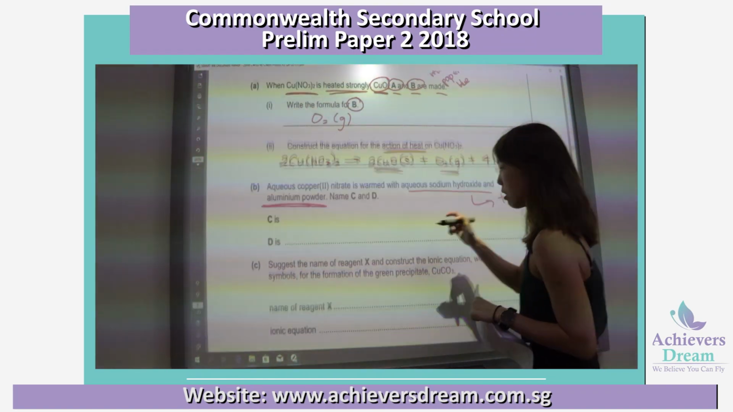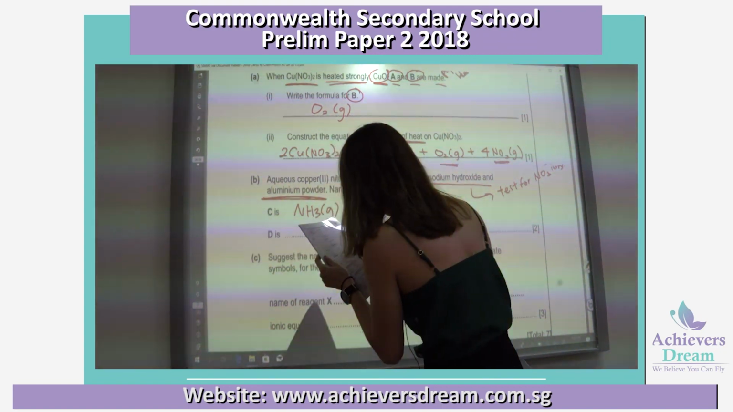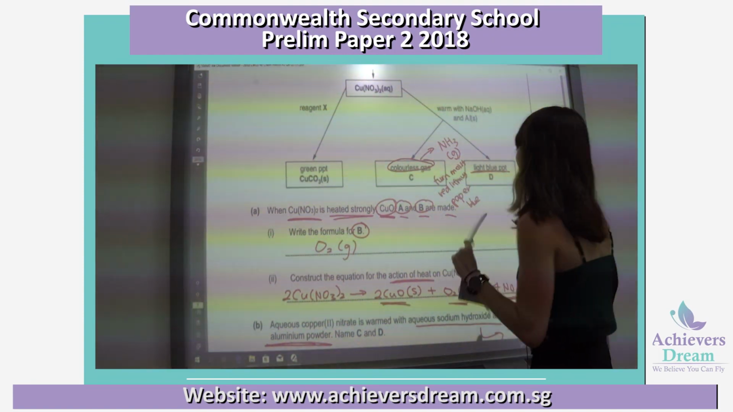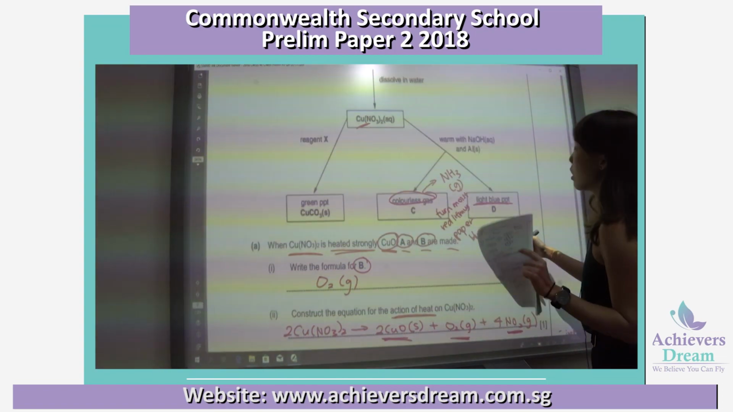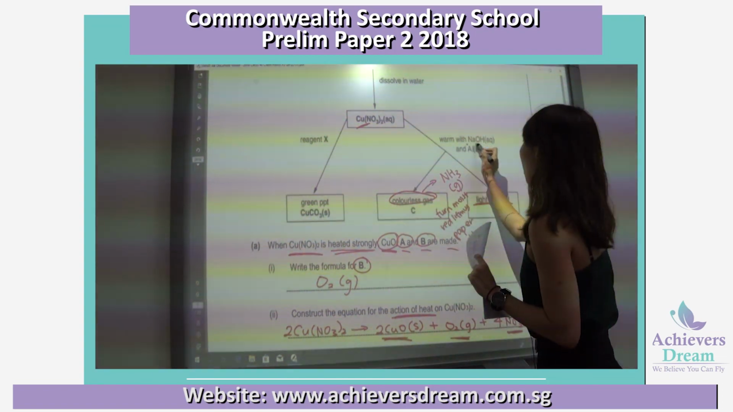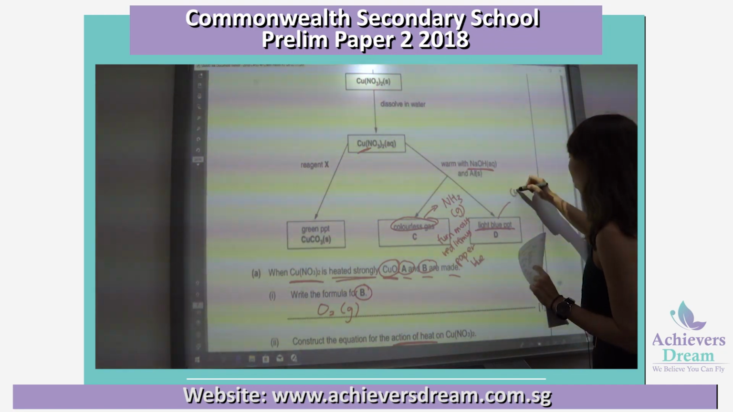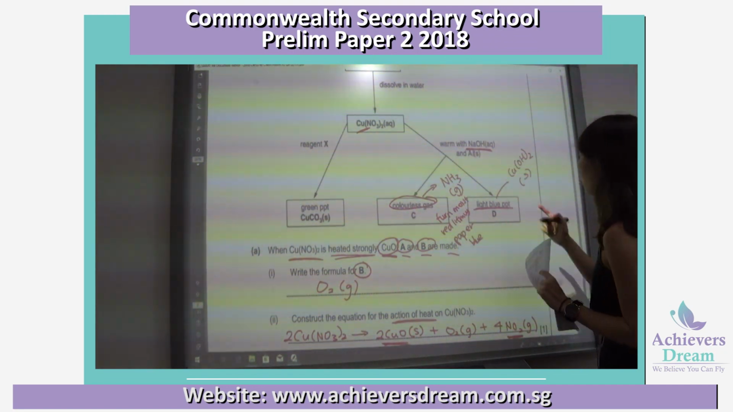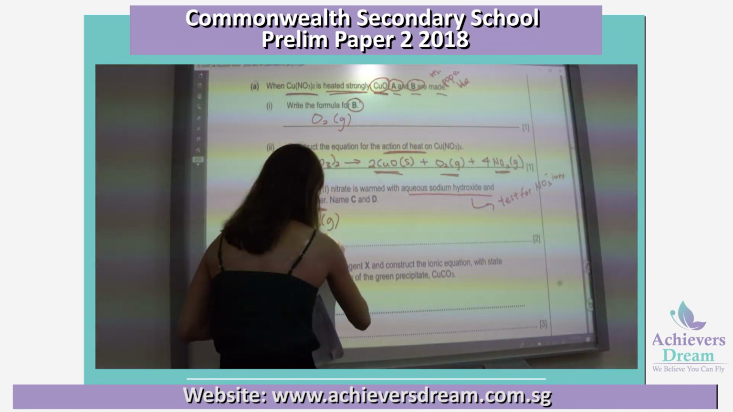Okay, so C is ammonia gas. And what is D? D is a light blue precipitate. When you see light blue, immediately you have to think of copper, Cu2+. So, copper 2 nitrate, upon warming with NaOH, I will get copper hydroxide, which is my light blue precipitate. So, D is copper 2 hydroxide.